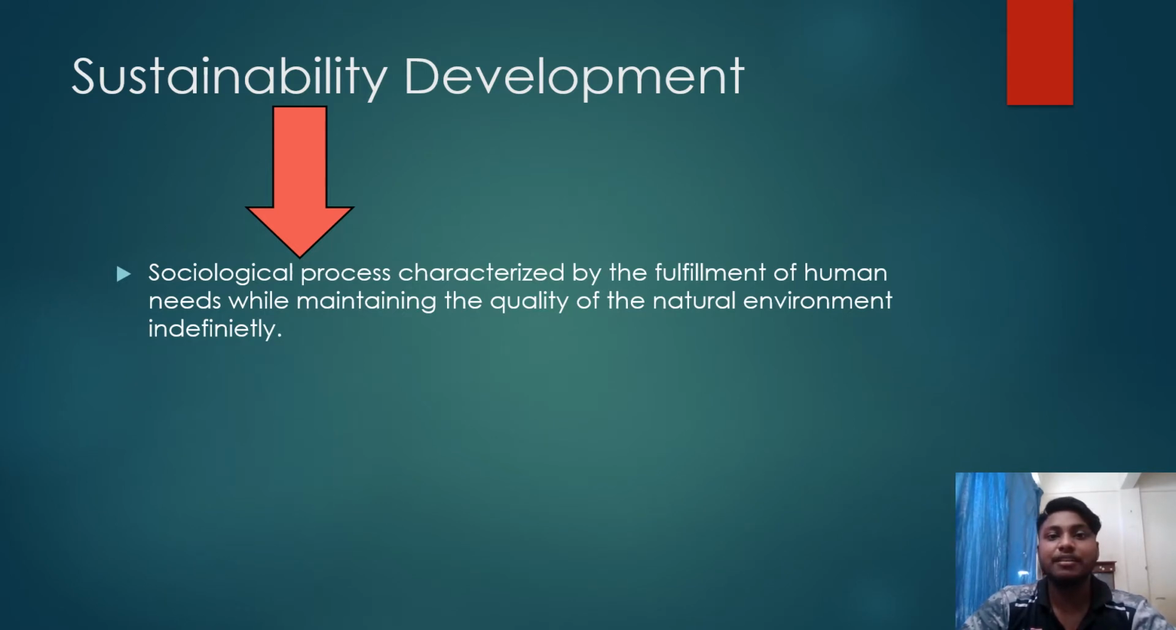Sustainability can be defined as development that meets the needs of the present without compromising the ability of future generations to meet their own needs.